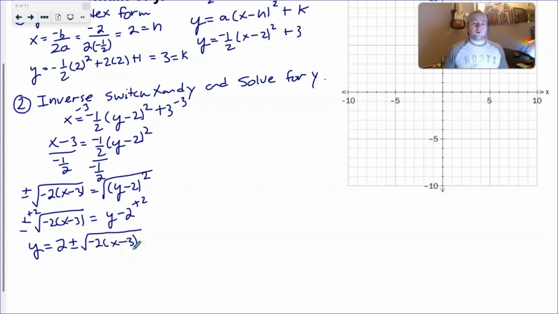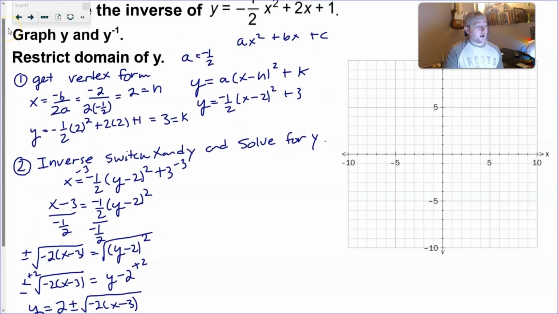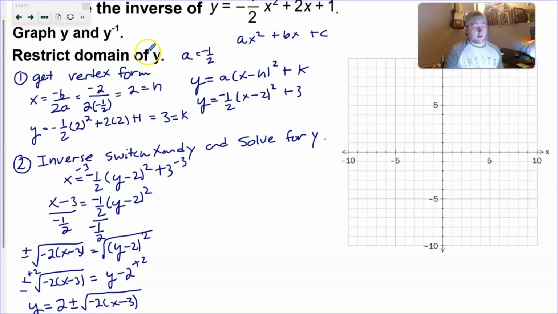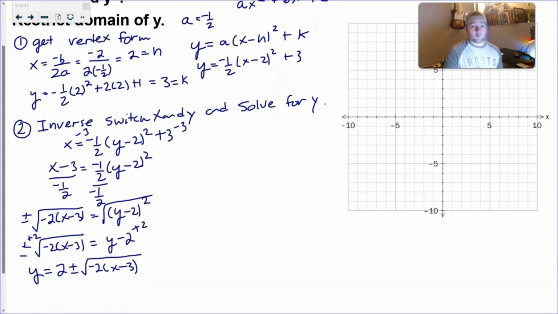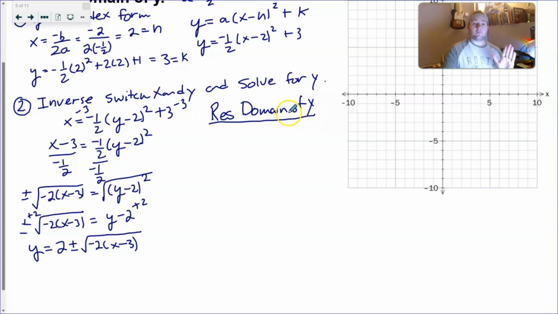So what I want you guys to do now from this is we need to choose how we are going to restrict our domain of our original function. So normally that might be the very first step that I do, right? How we restrict our domain of y will affect everything else that we do now, okay? So I'm going to put that here as the restricted domain of y.